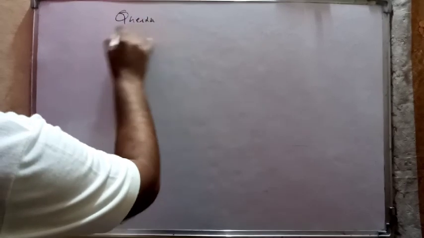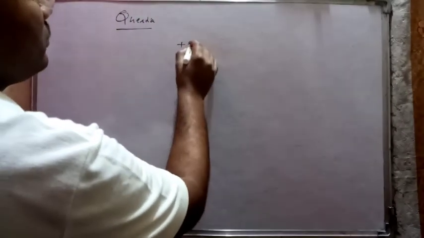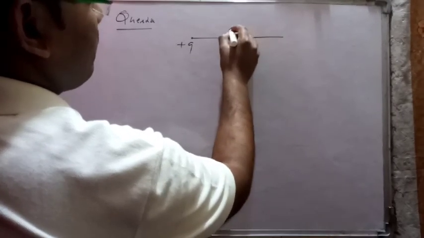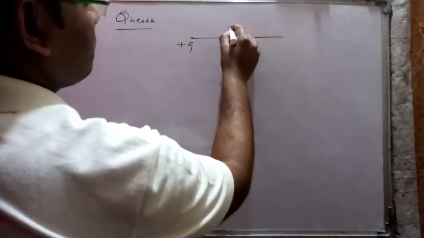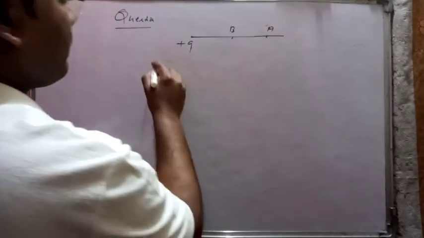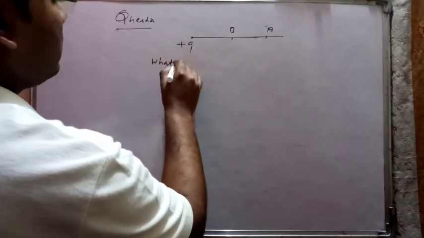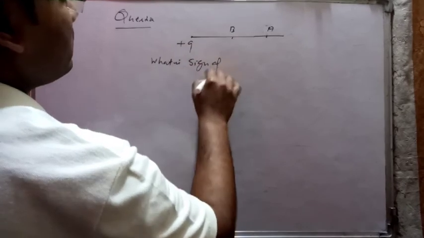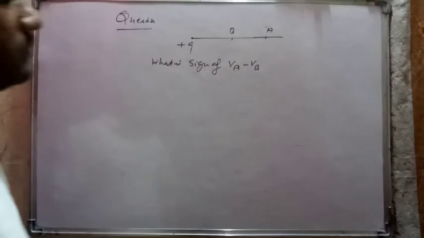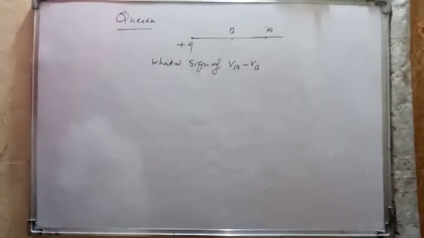Now here is a numerical problem. This one is the source charge, and here point B and here point A. What is the sign of VA minus VB?